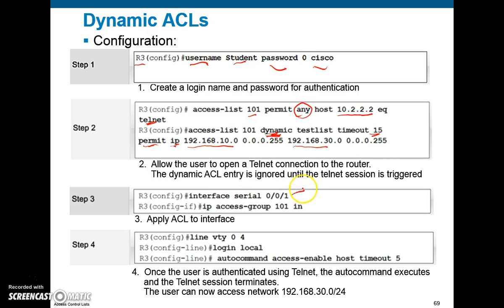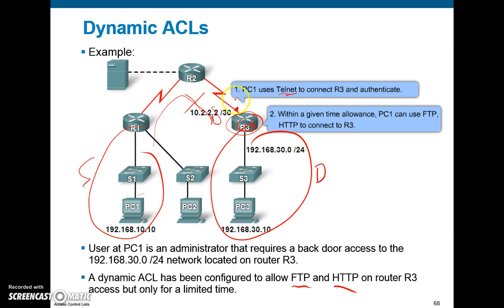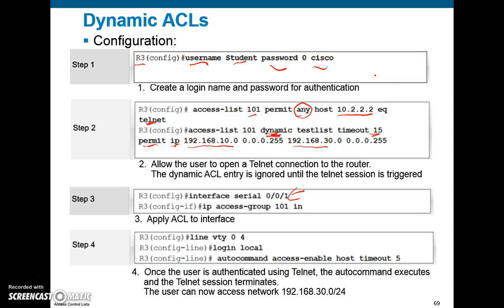Then we go to the serial interface 0/0/1 here and apply the ACL going in. So we allow telnet, and we allow this dynamic ACL to allow this network to access this network, going in. Then we need to activate the telnet, so we go to our line VTY, our telnet line. Then we say login local. Login local means that I'm going to use the local username and password that's saved inside R3. Then we run this autocommand, access-enable, to activate this dynamic ACL.